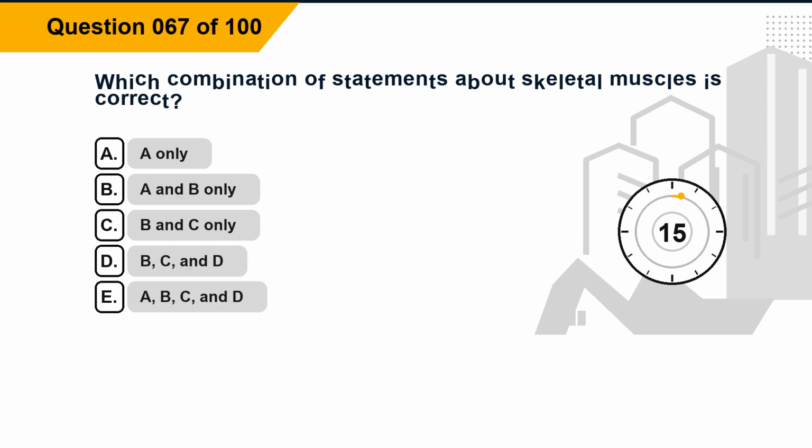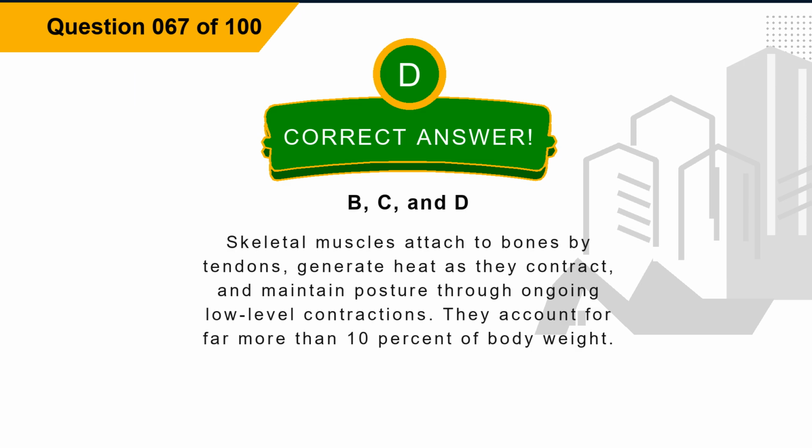Question 67. Which combination of statements about skeletal muscles is correct? Option A only. Option B, A and B only. Option C, B and C only. Option D, B, C, and D. Option E, A, B, C, and D. The correct answer is option D, B, C, and D.